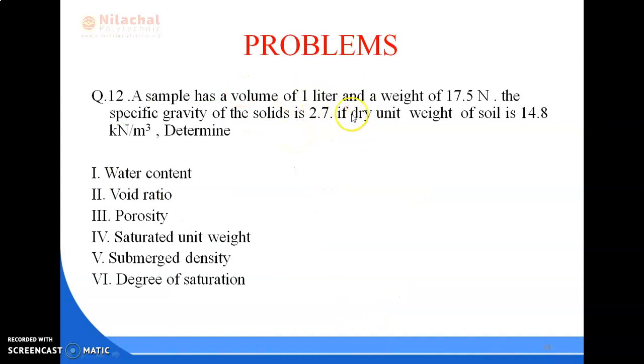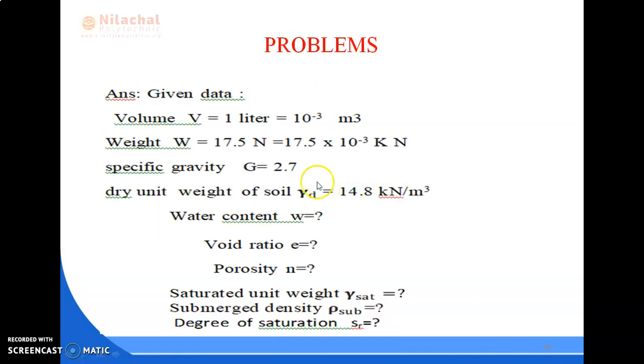It is given here. 4 things are given. Here it is given 1 liter. So V equal to 1 liter equal to 10 to the power minus 3 meter cube. We convert it into meter cube, liter to meter cube. Weight W equal to 17.5 Newton. Again we convert it into kilonewton. So 17.5 into 10 to the power minus 3 kilonewton.